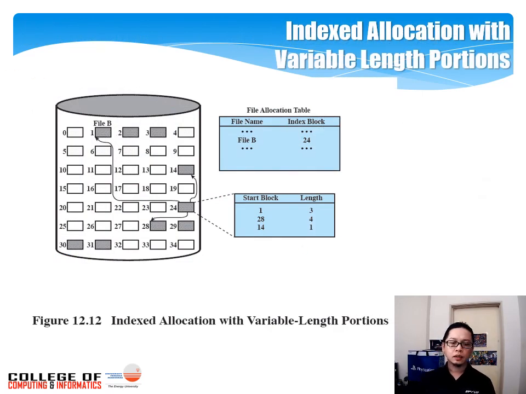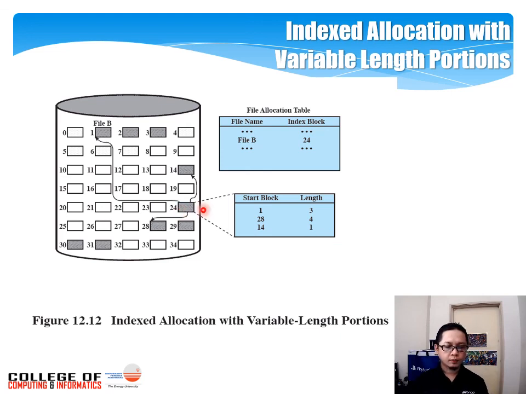And lastly, we also have the index allocation with variable length portion. So how is it different from the previous one? Let's say you also have the index block from the previous method. In this case, this combination of blocks can be of variable size and not just one single block.